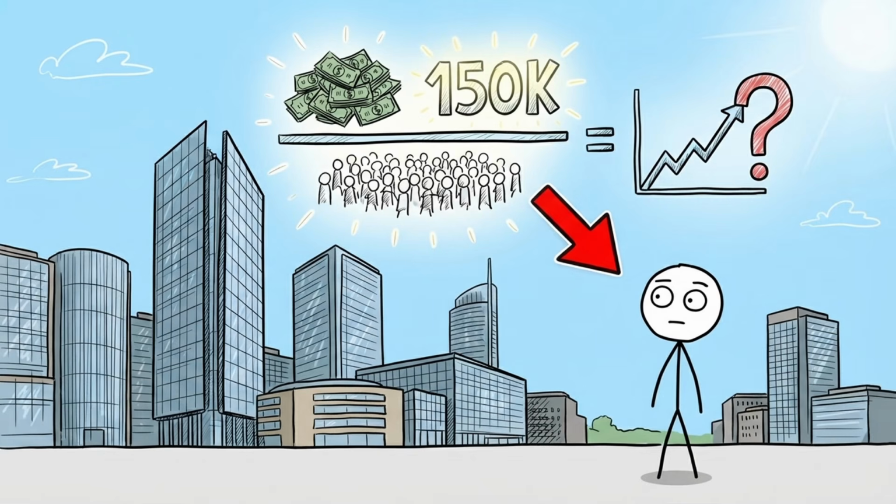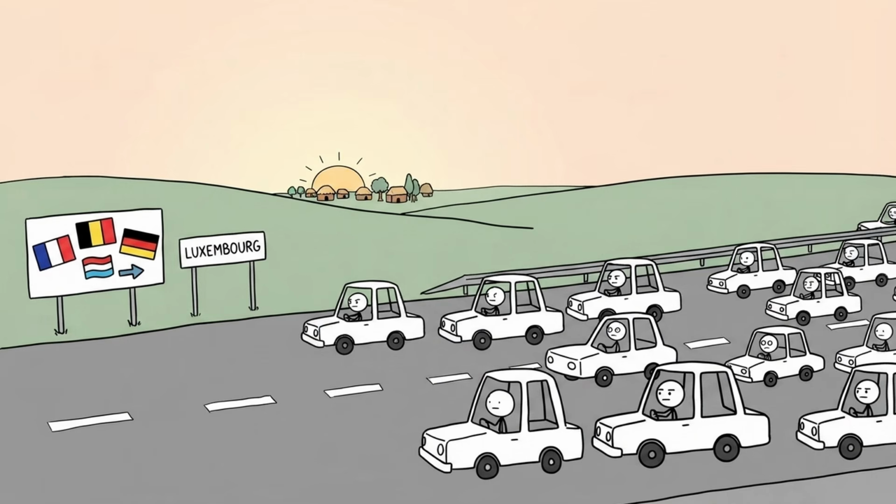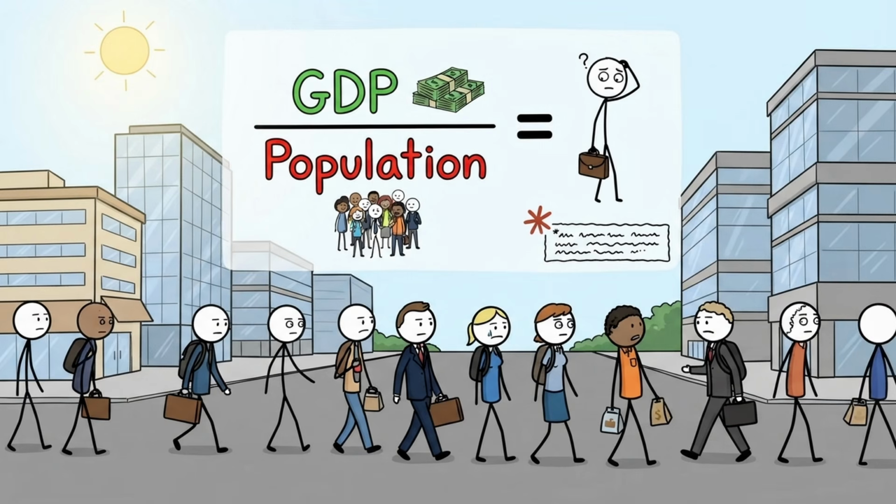But per capita has its own problems. 3 of them, and they're fantastic. Problem 1, the bottom of the fraction can lie. Luxembourg sits near the top of the world rankings around $150,000 per person. Impressive, right? Well, Luxembourg has about 650,000 residents, but roughly 220,000 people commute into the country every single day from France, Belgium, and Germany. They produce Luxembourg's GDP.